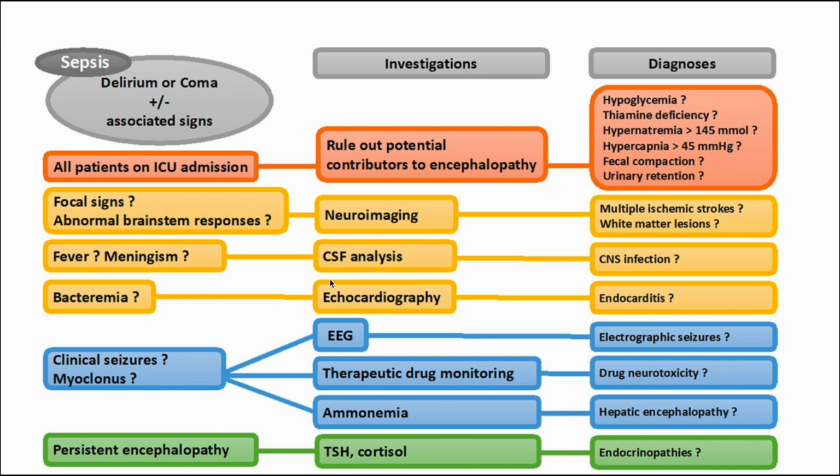Next, you make a differential diagnosis based on that. Do your investigation and make a differential diagnosis. So by first suspecting, looking at associated signs, you make your investigations and then make your differentials.